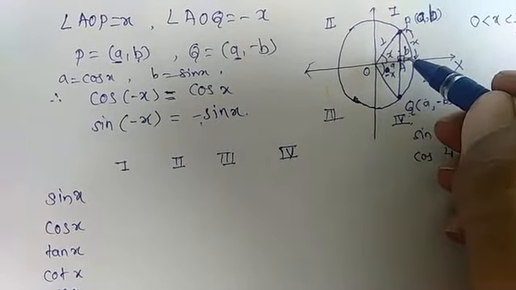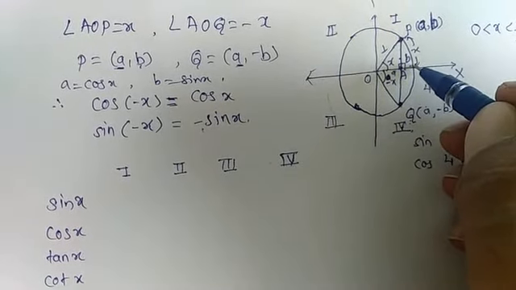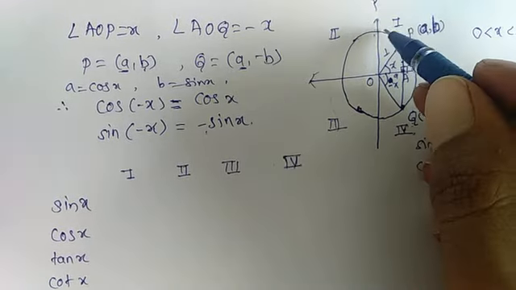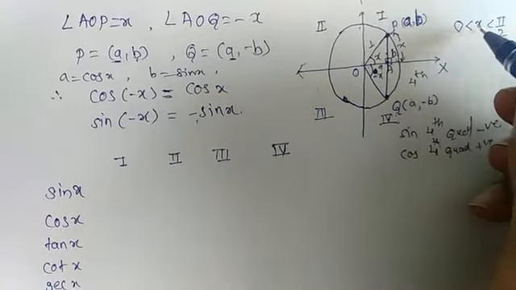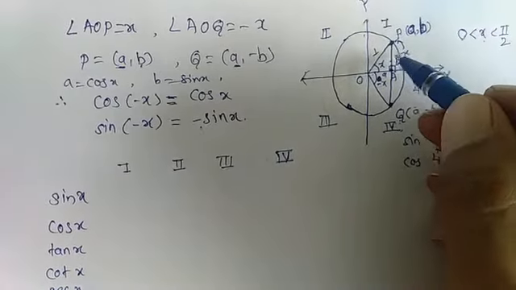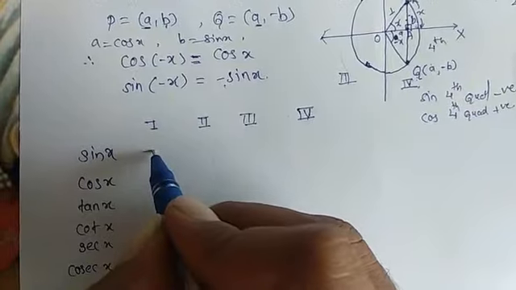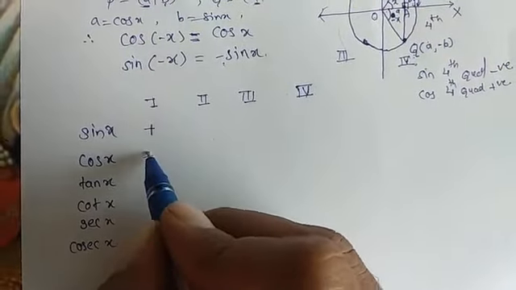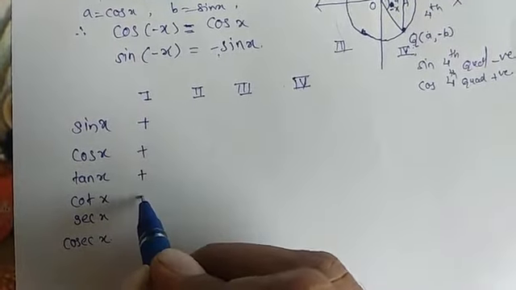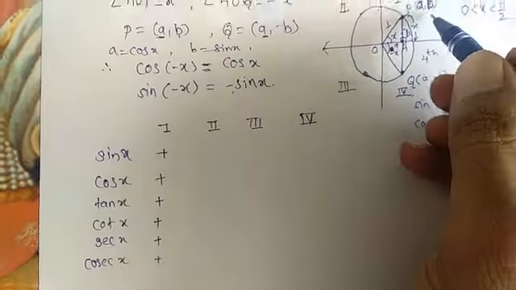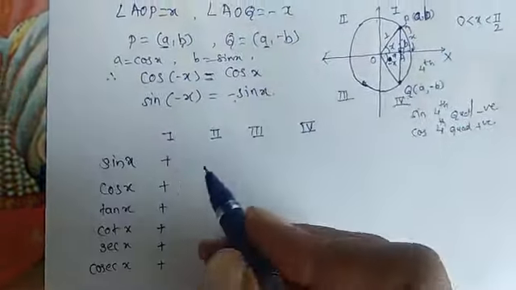A quadrant goes from the x-axis to the y-axis. It starts after the x-axis and ends before the y-axis. So it is 0 less than x less than pi by 2. This is our first quadrant. So in the first quadrant all the trigonometric functions are positive, because the points in the first quadrant are all positive.